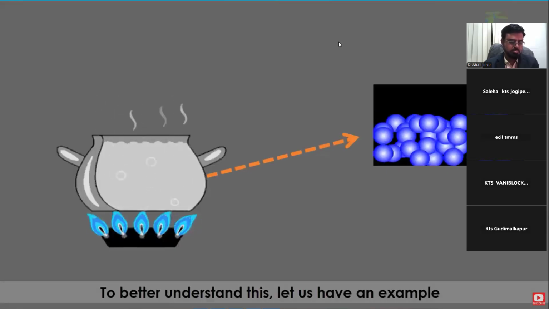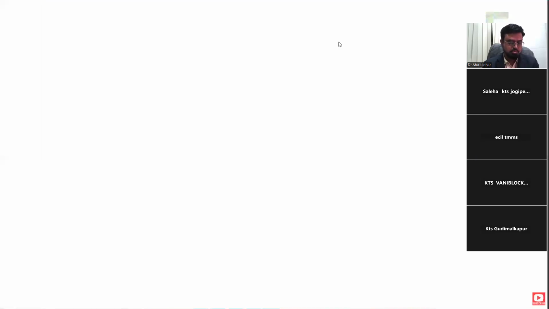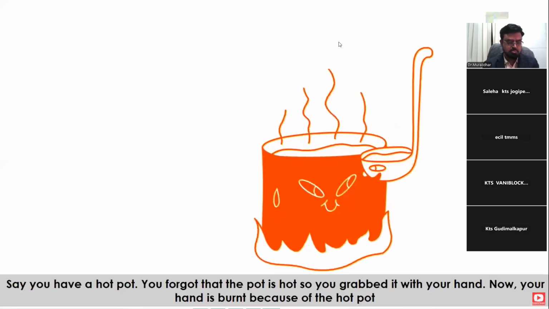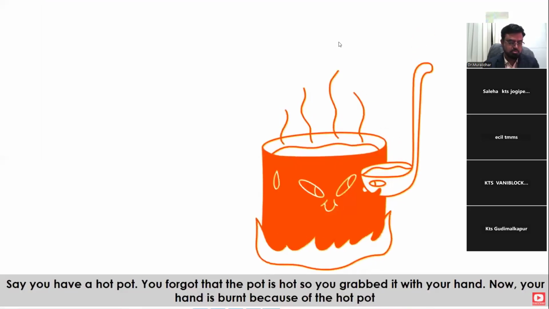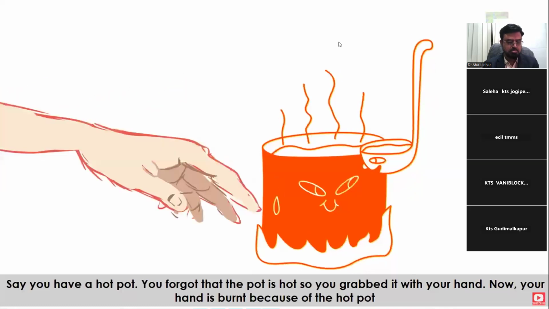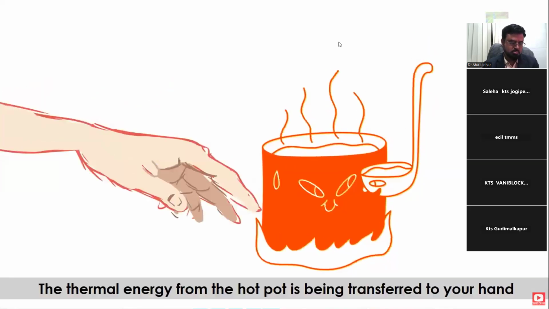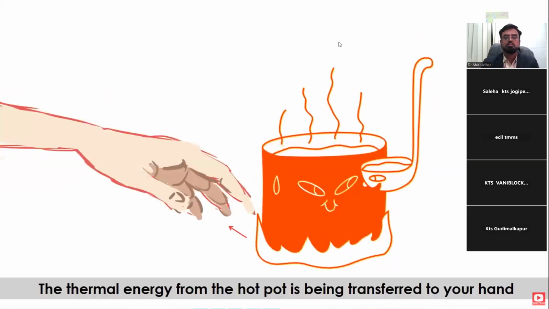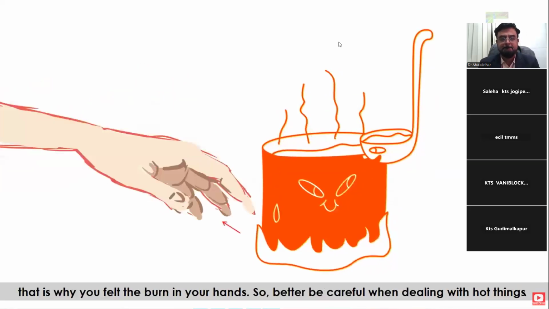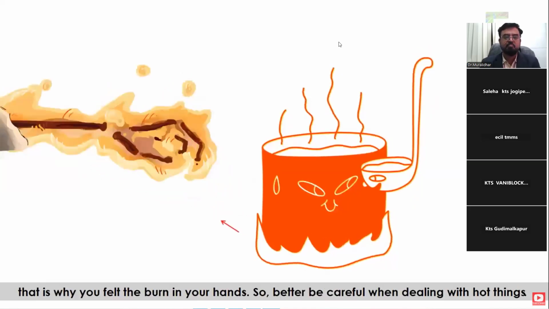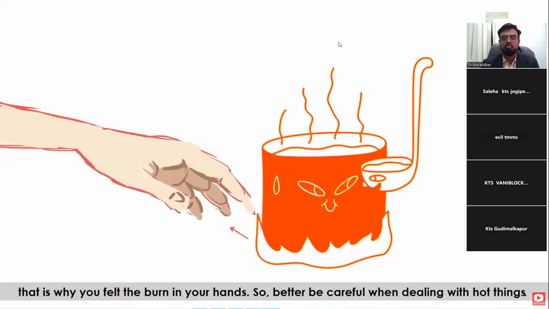To better understand this, let us have an example. Say you have a hot pot. You forgot that the pot is hot, so you grab it with your hand. Now your hand is burnt because of the hot pot. The thermal energy from the hot pot is being transferred to your hand. That is why you felt the burn in your hands. So, better be careful when dealing with hot things.